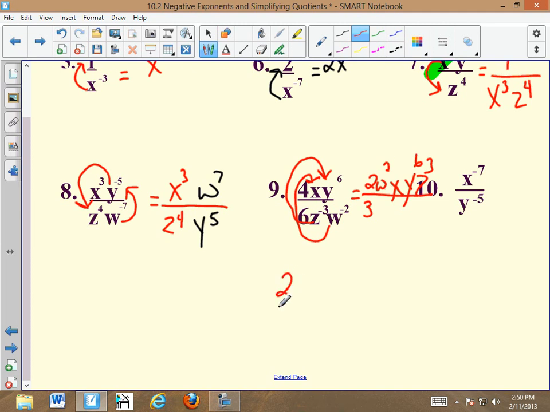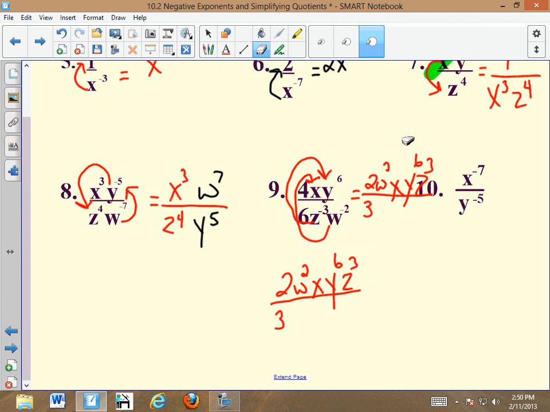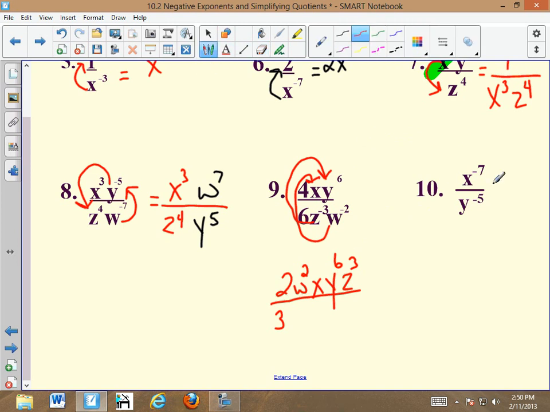So let me rewrite that. 2 over 3, w squared moves up, my x stays up, my y to the 6th stays up, my z cubed moves up. So the only thing down on the bottom is your 3. Your 3 has to stay on bottom. It cannot move. Notice how I put them in alphabetical order. That's a nice way to do it.